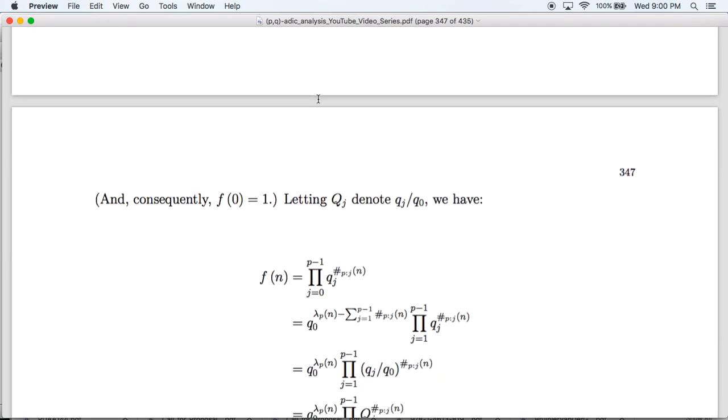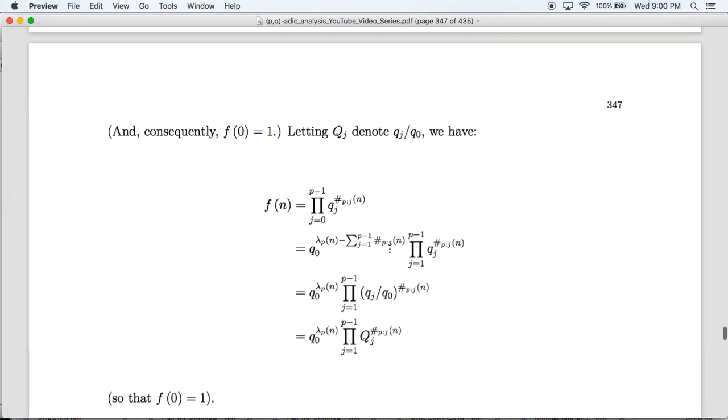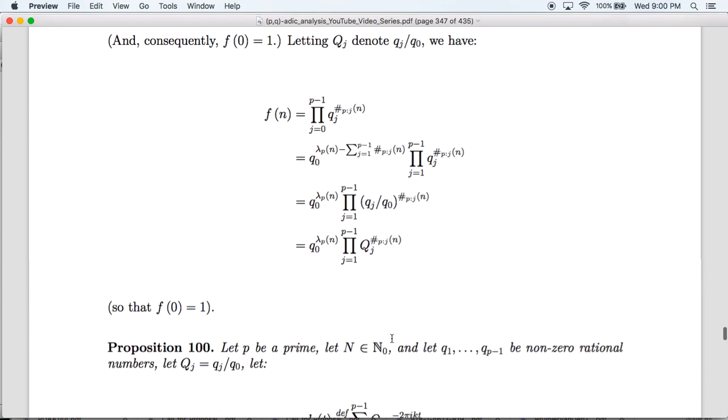Now, letting big qj denote little qj over q0, we can rescale things. We pull out the q0, and then we divide this and bring it in and out, and we end up getting that this thing is equal to q0 to the lambda p of n times the product from j equals 1 to p minus 1 of qj to the number of j's in the p-adic digits of n.